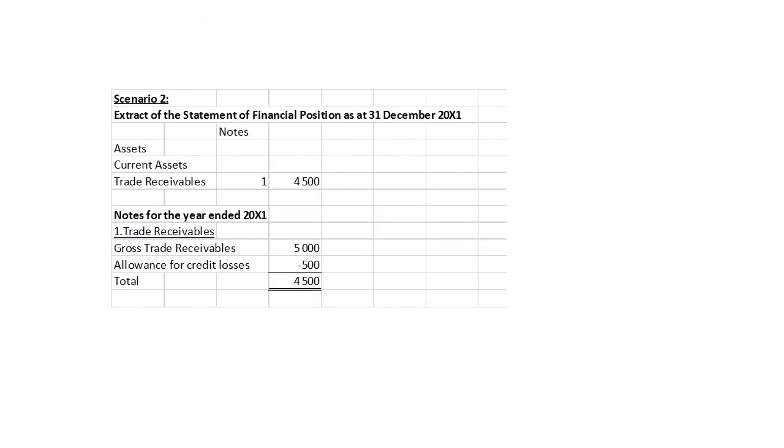Again, we will show you how this looks in the statement of financial position, where we record the net amount from the trade receivables, which will now be 4,500. This will be because now the gross trade receivables will be sitting at 5,000 Rand, as well as the change to allowances for credit losses, which will now be 500 Rand, resulting in the net amount of 4,500.